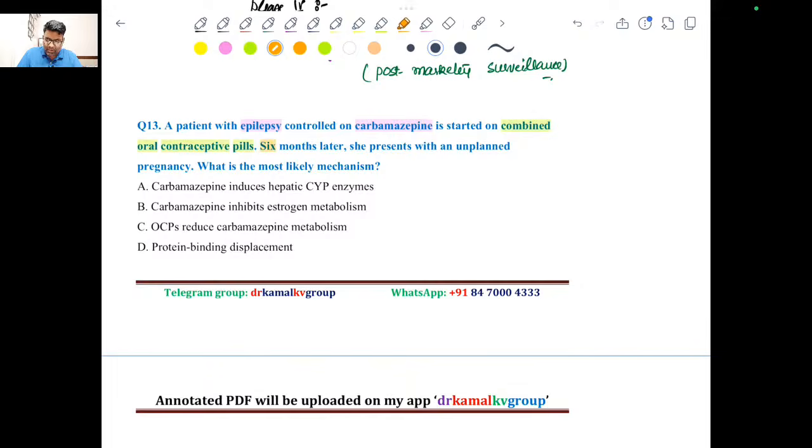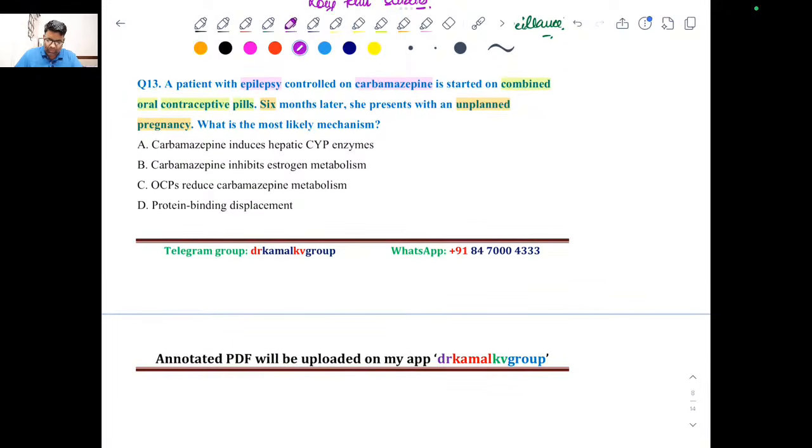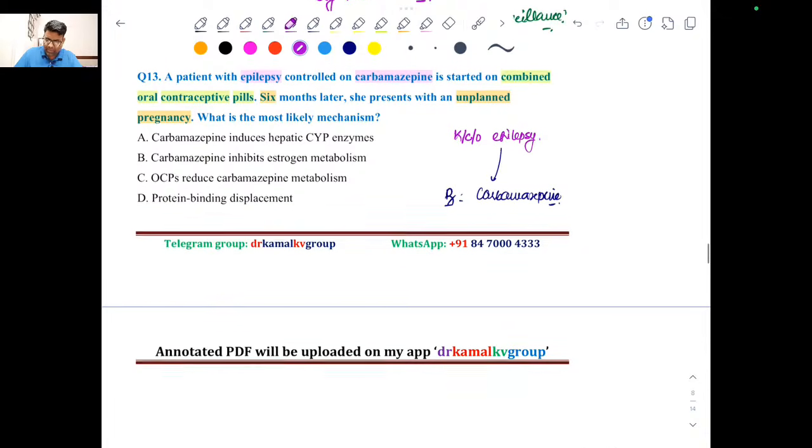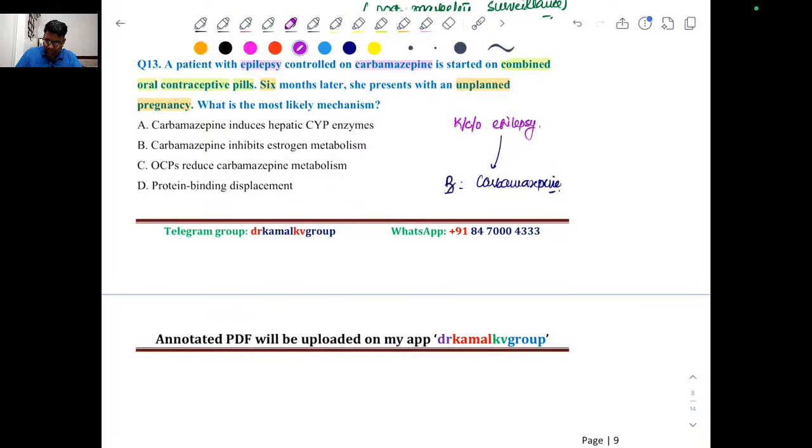6 months later, she presented with unplanned pregnancy. Now, what is the mechanism? So, the lady is a known case of epilepsy, and she is well controlled with carbamazepine. Okay? So, this is controlling the fits nicely, but she also started oral contraceptive pills for contraception.